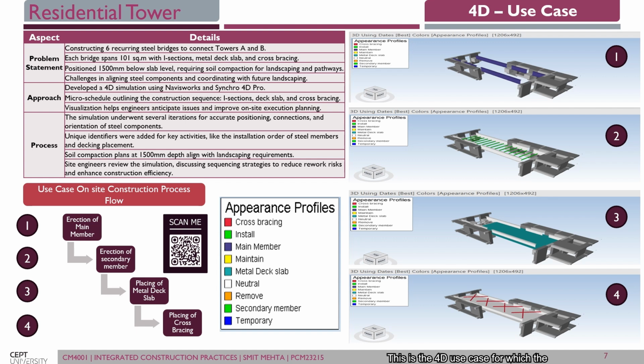This is the 4D use case for which the problem statement is, as stated earlier, constructing six recruiting steel bridges to connect Tower A and Tower B. Each bridge span is 101 square meters with I-section, metal deck slab, and cross bracings. Positioned 1500 mm below the slab level, requiring soil compaction and landscaping on the pathways. Challenges include aligning steel components and coordinating with the future landscaping.